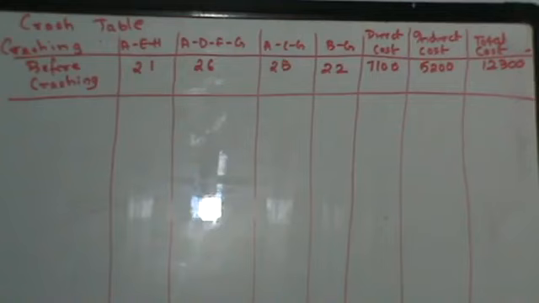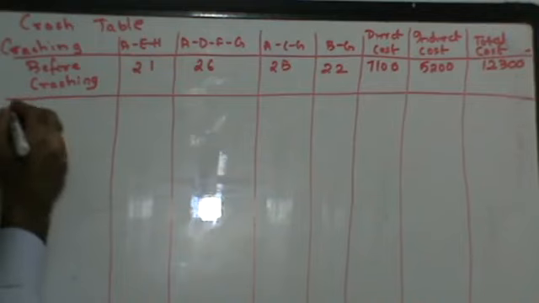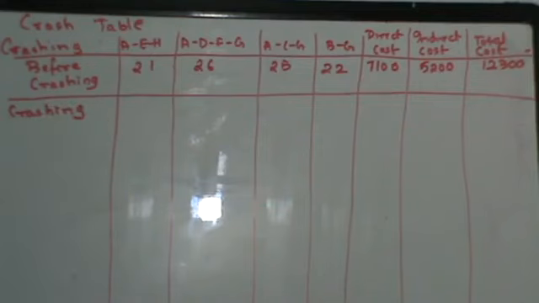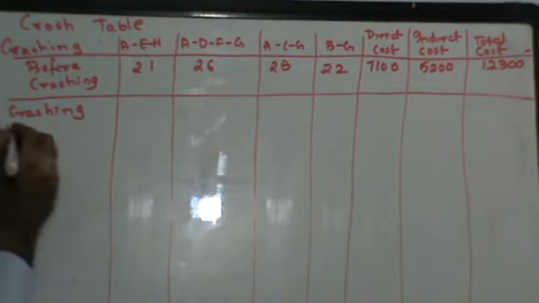Okay, do we get this in clear? So when you start with crashing, you have to crash that activity which has first rank in the order of the rank, right? So first crashing. Now if you look at G, guys, your crash time of G is 4 days, right? You will not crash all the 4 days simultaneously. You have to crash 1 day at a time. So first crashing G by 1 day.